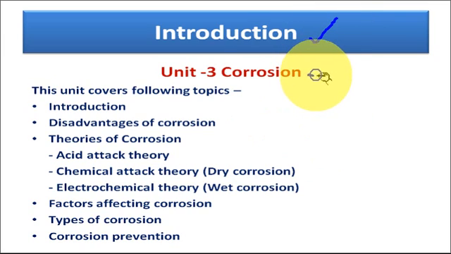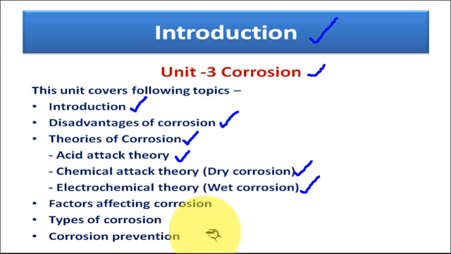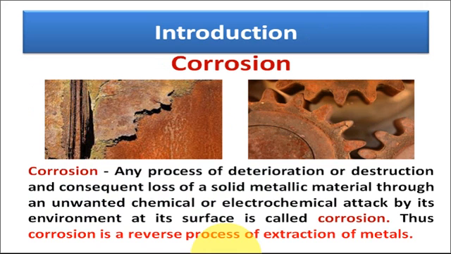Unit 3, corrosion, covers the following topics: introduction and definition of corrosion, disadvantages of corrosion, and theories of corrosion. There are 3 theories given to explain the mechanism or the reason of corrosion. These theories are acid attack theory, chemical attack theory, and the electrochemical theory. After that, we will discuss the factors affecting corrosion, types of corrosion, and corrosion prevention methods. So let us begin with the topic corrosion.